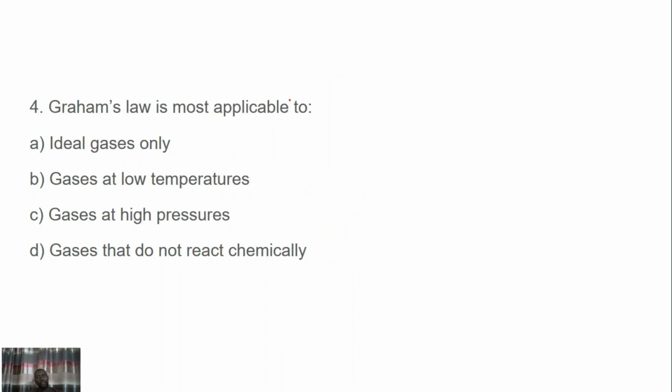Graham's law is most applicable to: A, ideal gases only, that is not stated in Graham's law. Gases at low pressure, that is not stated. Gases at high pressure, that's not stated. Gases that do not react chemically, this is correct, because it tells us about diffusion. If the gases react chemically, they don't obey Graham's law.